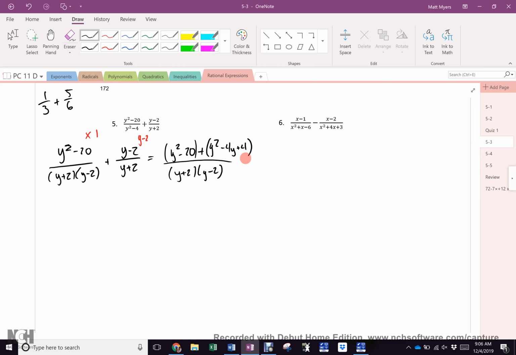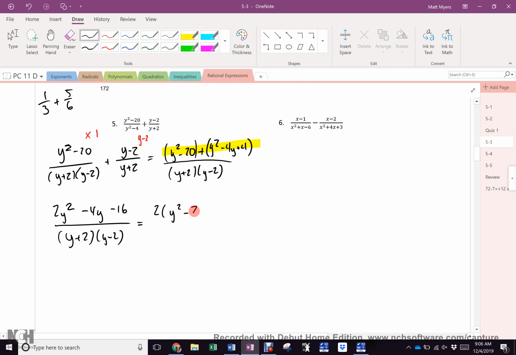Now what should we do? Especially up there. I would simplify that. What's y squared plus y squared? 2y squared. What's negative minus 4y? What's negative 24 plus 4? Or negative 20 plus 4? Over y plus 2, y minus 2. Now what? What's coming out of the top? 2, y squared minus 2y minus 8 over y plus 2, y minus 2. Any more factoring? Where? What's that?